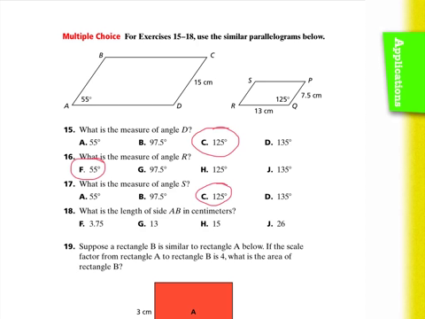Let's see, 18. 18 asks us, what is the length of side AB in centimeters? Well, you can approach that one of two ways. Since it's a parallelogram, we know that the length of CD is going to equal the length of BA, or AB. So that will automatically make the answer H, which is 15 centimeters. Or you can go the scale factor route, since we know that these parallelograms are similar. 15 divided by 7.5 will give you a scale factor of 2.